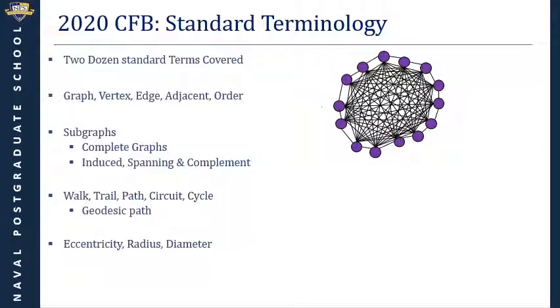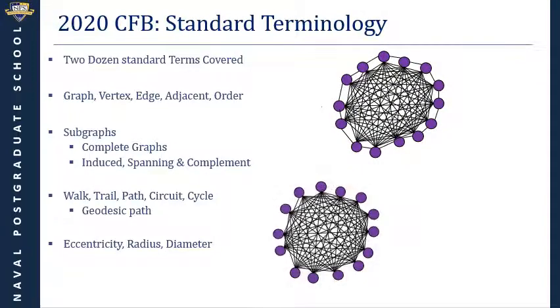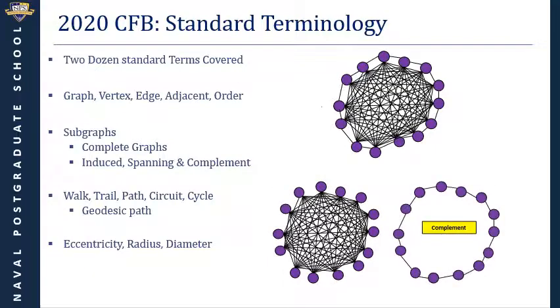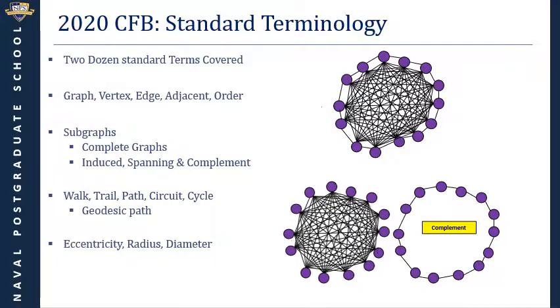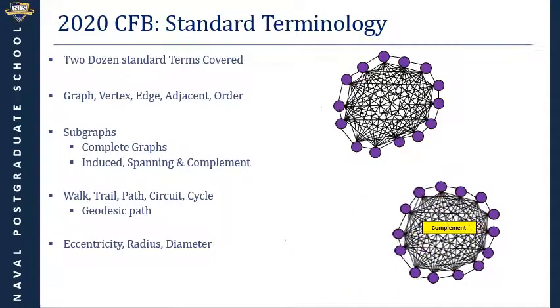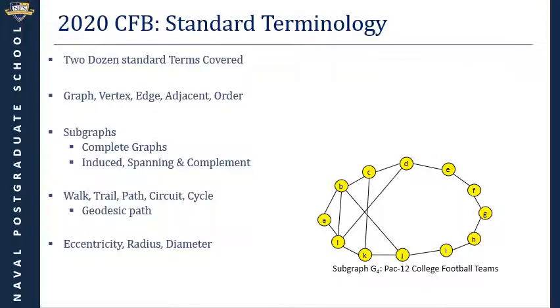Finally, every graph or subgraph has a complement, which is the spanning subgraph containing the edges from the complete graph that the original subgraph does not contain. When you combine a graph with its complement, you create a complete graph. For the next set of terms, let us consider the subgraph G4 as the graph of Pac-12 college football teams. In this graph, we can examine the linear connections between vertices.